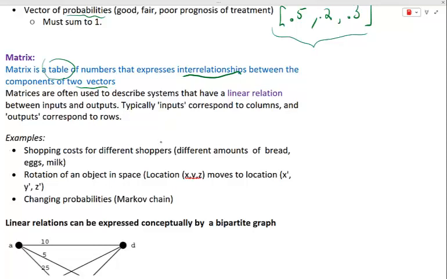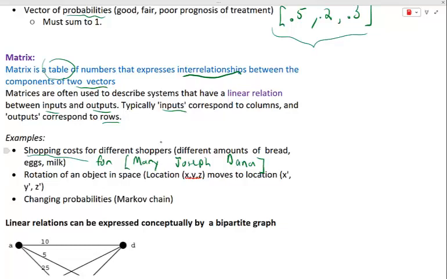So matrices are often used to describe systems that have a linear relationship between inputs and outputs. So the input would be one vector, and the outputs would correspond to the other vector. Okay? So let's look at some examples. If you look at shopping costs for different shoppers, you'd have different amounts of bread, eggs, and milk, and suppose you have 3 different shoppers: Mary, Joseph, and Dana. So you have bread, eggs, and milk cost for Mary, Joseph, and Dana.